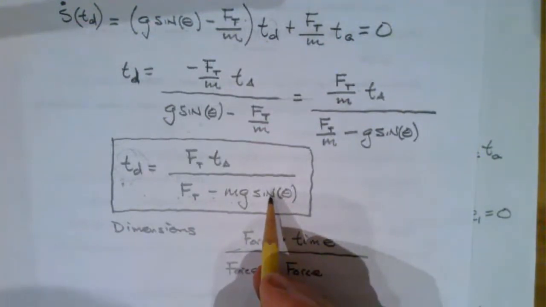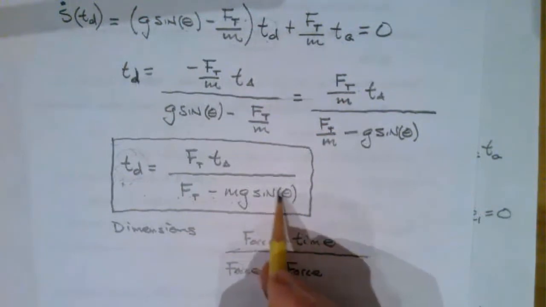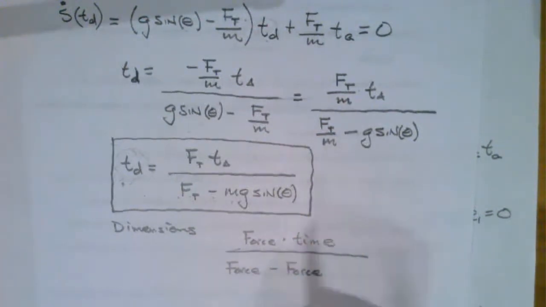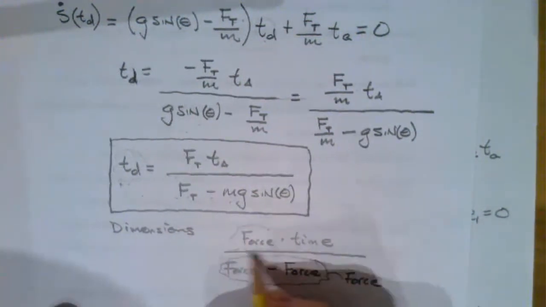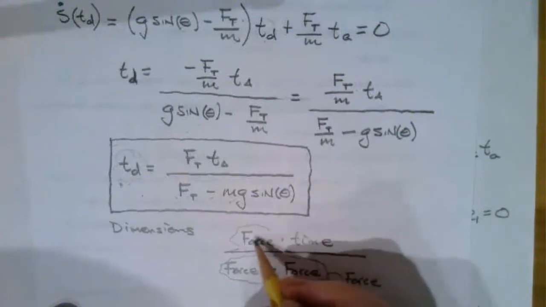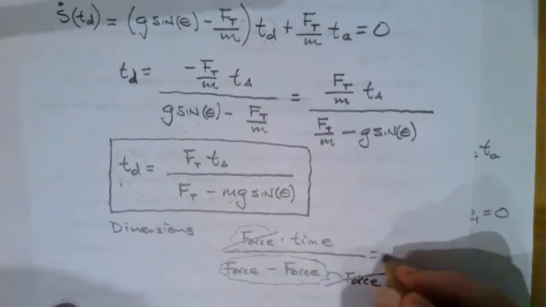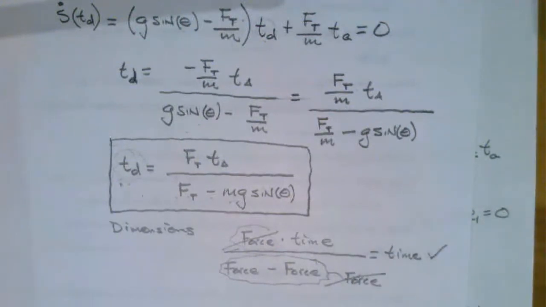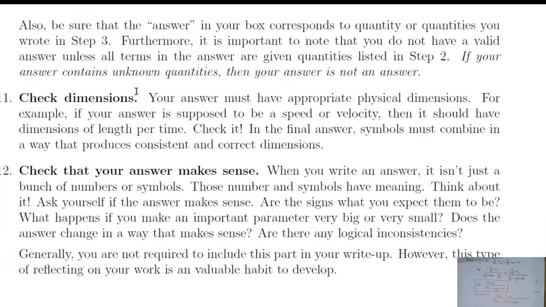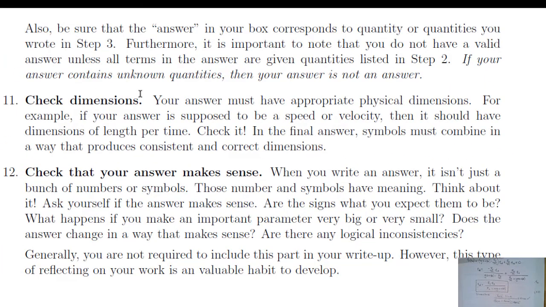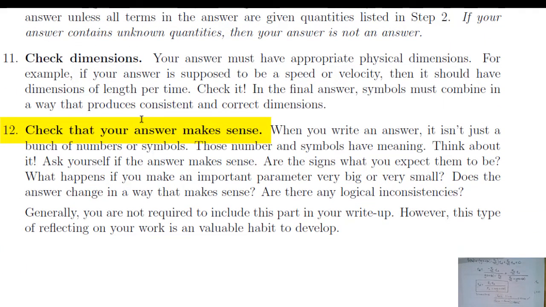Sine of theta is just a fraction, right? It doesn't have any units associated with it. Yeah, so what this is, is a force. So in the denominator, I have a force. In the numerator, I have a force times a time. But notice this force will cancel that force and just leave a time. So that's cool. So I just checked my dimensions. Isn't that nice? And then finally, if we look at our problem-solving checklist, it says the answer should make sense.